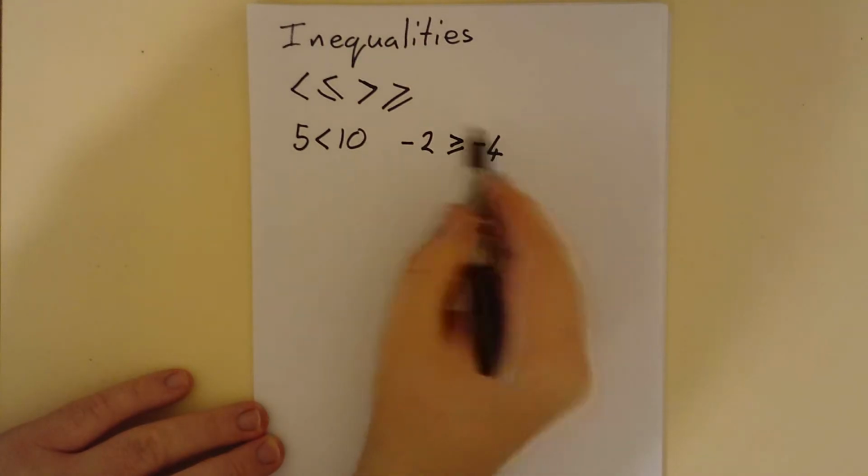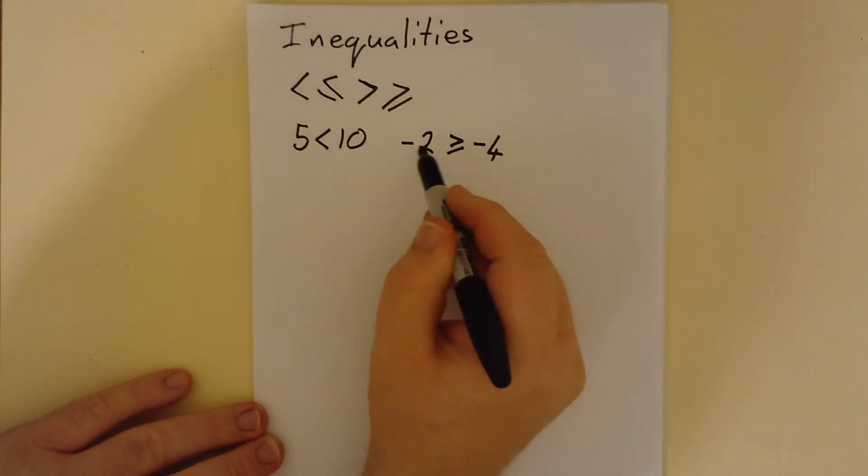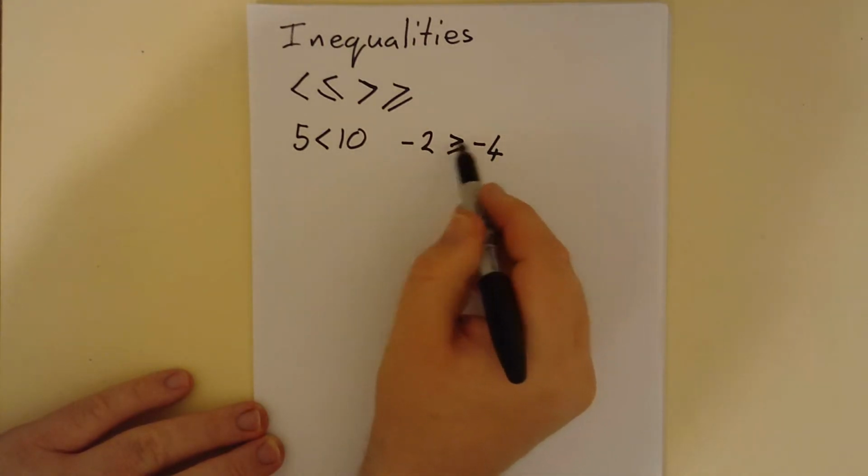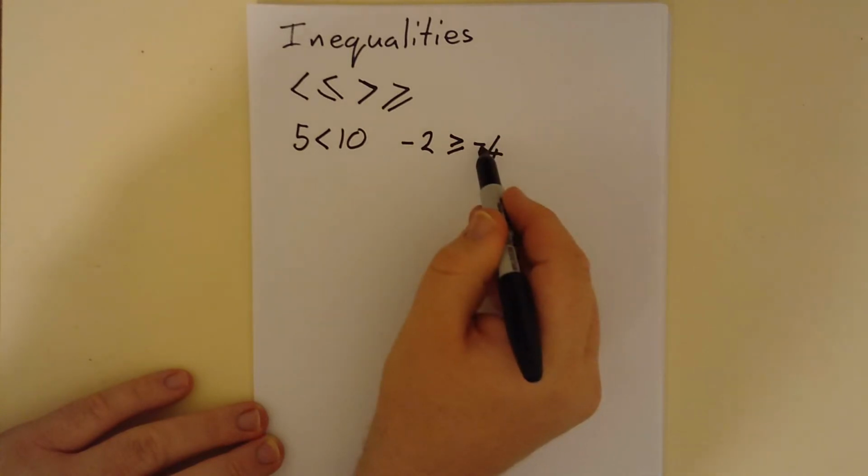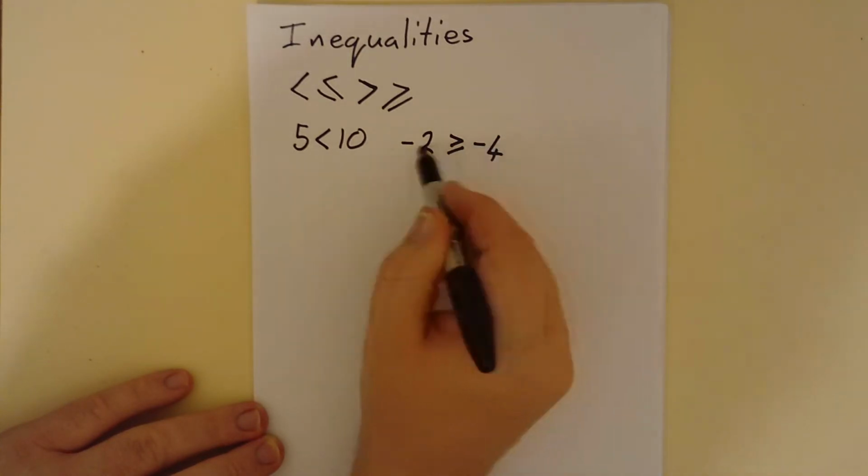They do tend to get a little bit tricky. You have to think about them a bit more when we go negative. So the more negative the number is, the smaller it is. So -4 is smaller than -2.